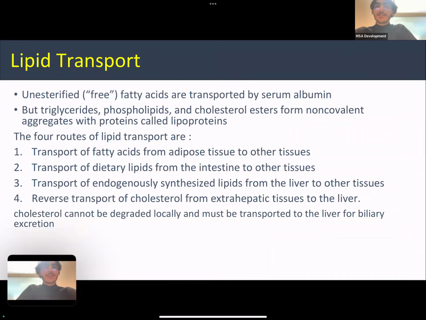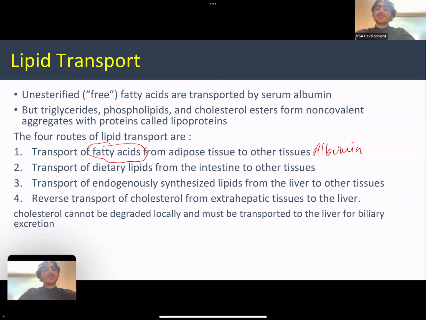So what I want to do for this slide is correlate one lipoprotein to each of these methods of lipid transport. For the first one, we have transport of fatty acids from adipose tissues to other tissues. Now, the key word is fatty acids, because once they said fatty acids and not lipids or cholesterol or any of these things, this tells us that these are free fatty acids. And what we know about free fatty acids is that they're transported through albumin.